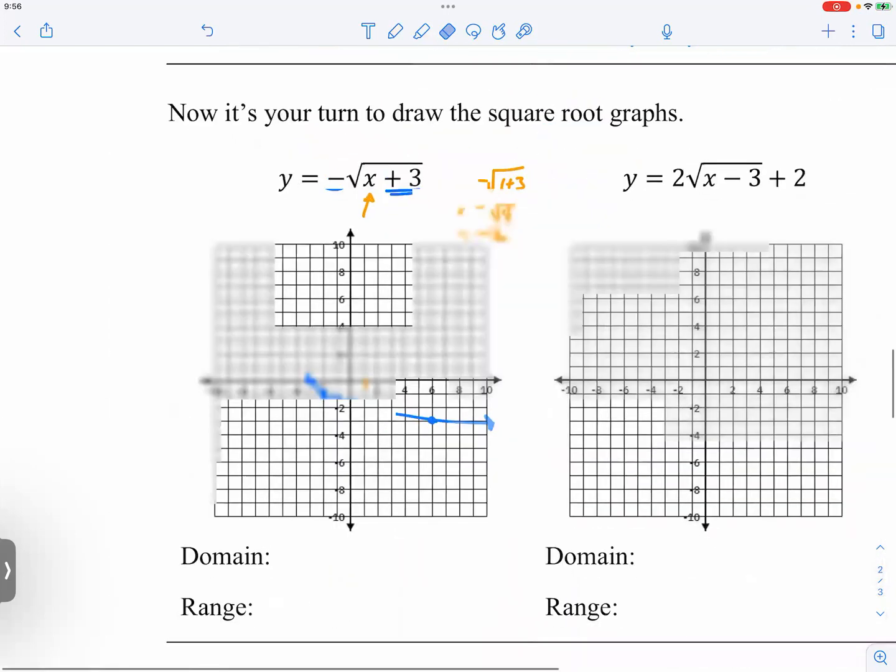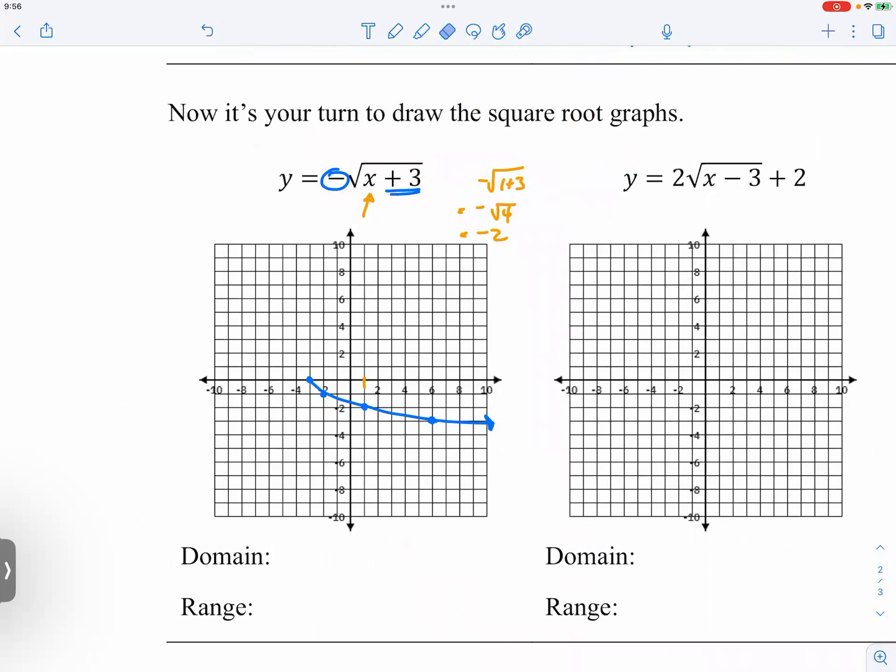Okay? So once you have a correct graph, you can now describe its domain and range. Domain, again, is the x value. So the x values are negative 3, comma, infinity. We include the negative 3, so we use a bracket. And then the range is from negative infinity to 0.